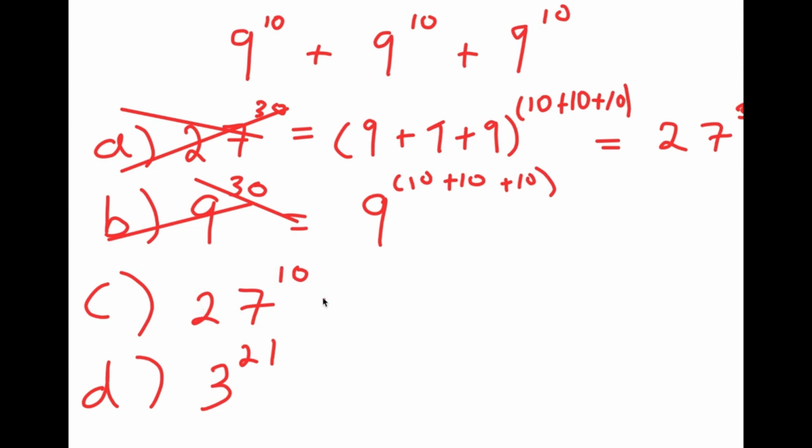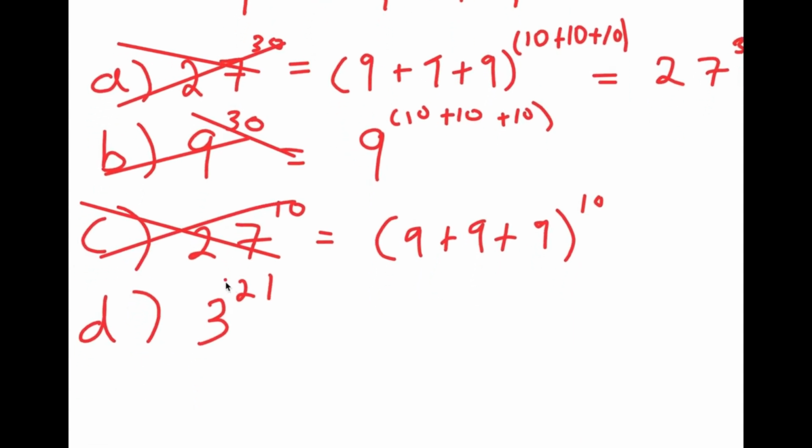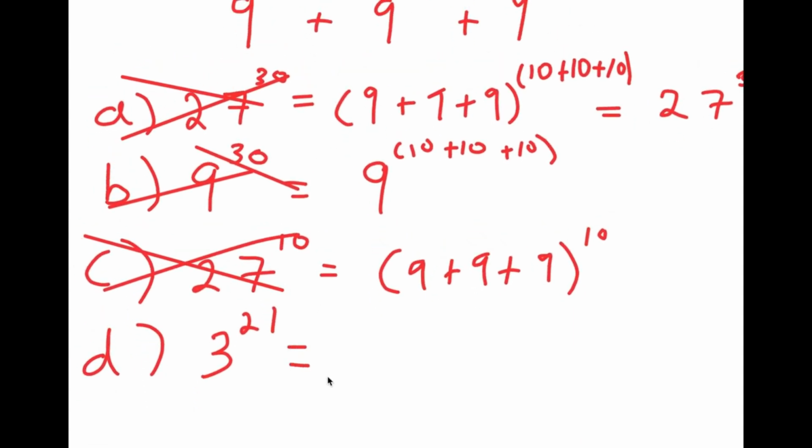Now we have 27 to the power of 10, and this was gotten from adding the bases but keeping the exponent the same. And this, again, is wrong as well. That's not how you add exponents. Now, 3 to the power of 21, which is by process of elimination the right answer, we're going to see how they got this.